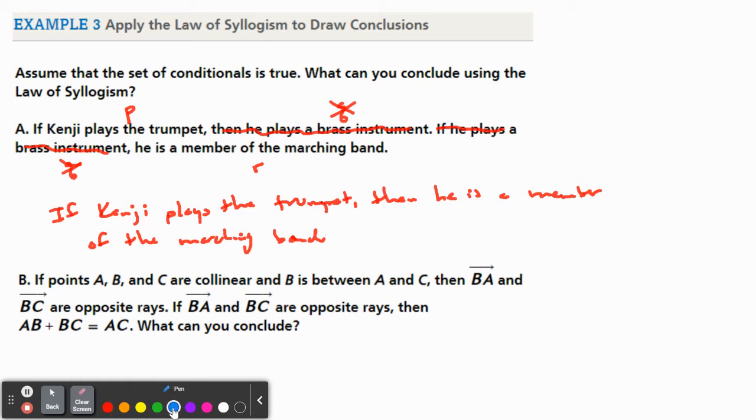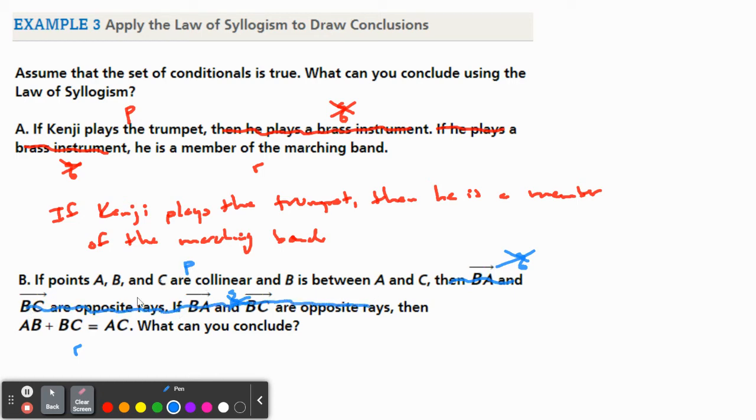Part B says if points A, B, and C are collinear and B is between A and C, then ray BA and ray BC are opposite rays. That's just the definition of opposite rays. If ray BA and BC are opposite rays, then AB plus BC equals AC. What can you conclude? So again, here are your two conditionals. Here's P, the whole collinear points and B being between. Then here's your Q: ray BA and ray BC are opposite rays. Here's your Q again, ray BA and BC are opposite rays, and then here's your R. So again, we're going to cross off the Q's. We're not going to talk about the opposite rays at all.